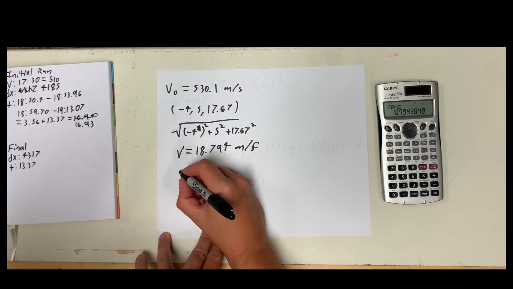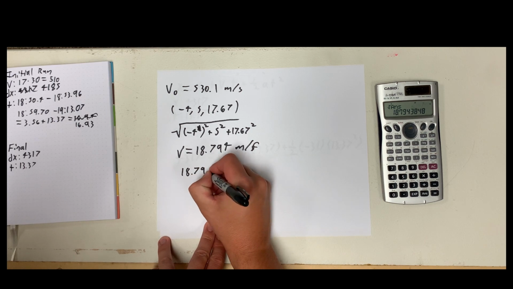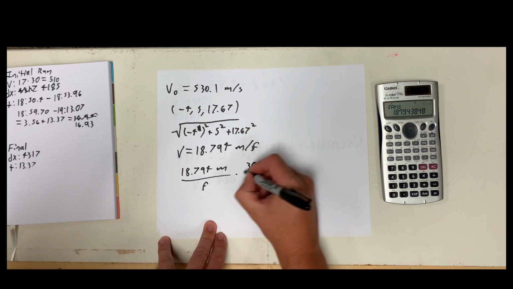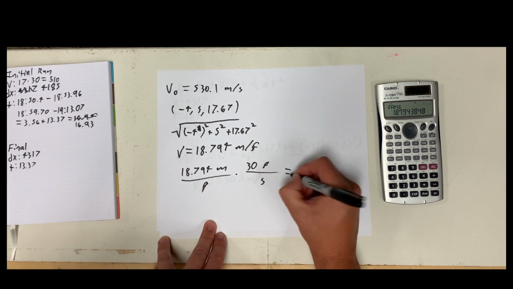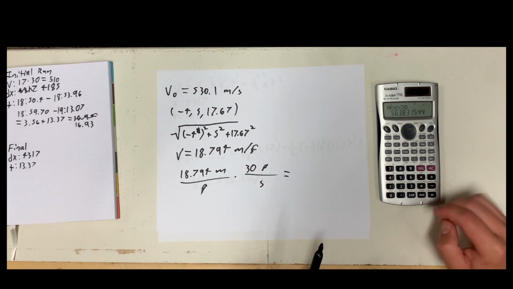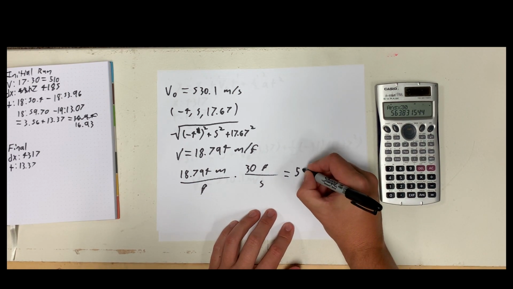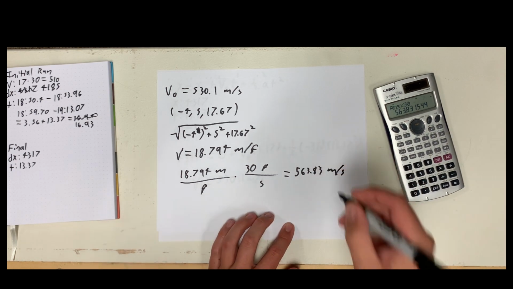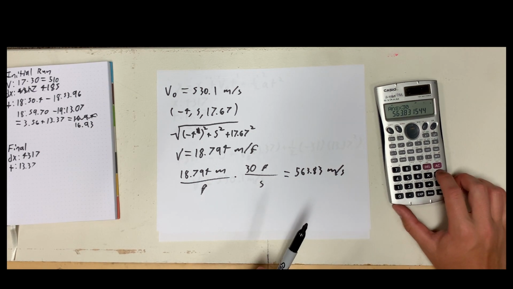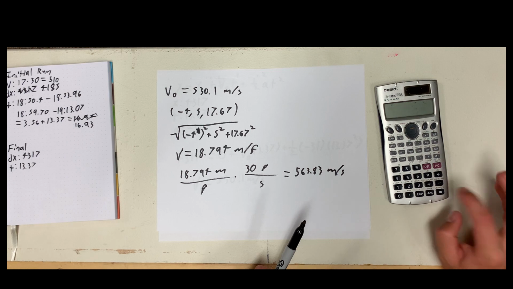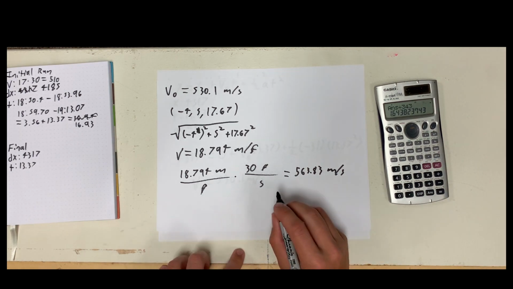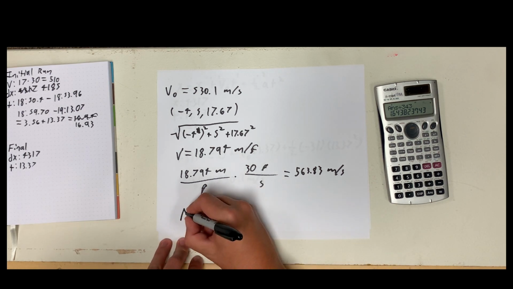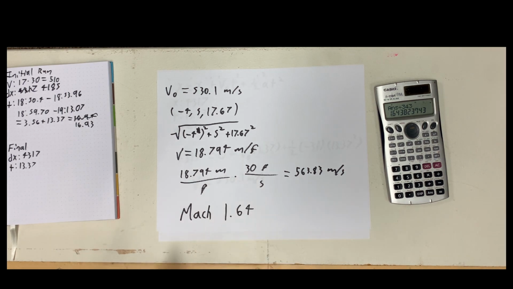So now we take our 18.794 meters per frame, multiply that by 30 frames per second, and we get that Link is moving at 563.83 meters per second. So now we're going to divide that by 343, which is the speed of sound, and we get that Link is moving at 1.64 times the speed of sound, aka Mach 1.64.